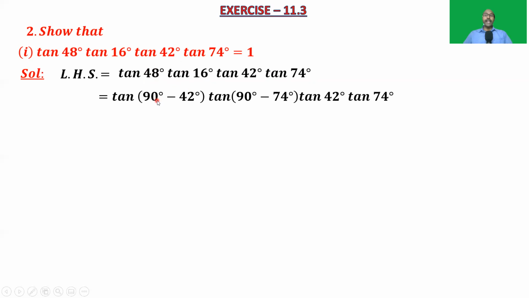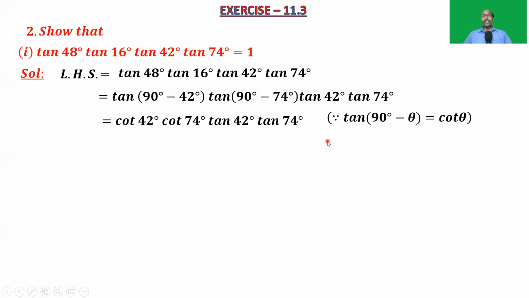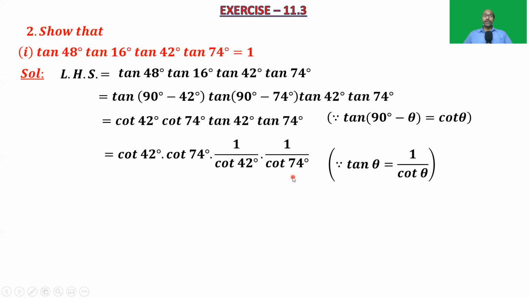Now we have tan of 90 degrees minus theta is equal to cot theta. So here I am getting cot 42 degrees, cot 74 degrees, and the remaining is the same, tan 42 degrees, tan 74 degrees. The reason is tan of 90 minus theta is equal to cot theta. And we know that cot is the multiplicative inverse of tan. So right here, tan 42 is 1 by cot 42 and tan 74 is 1 by cot 74, because tan theta is equal to 1 by cot theta.